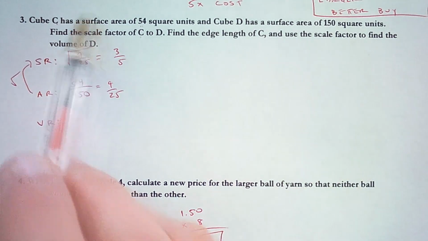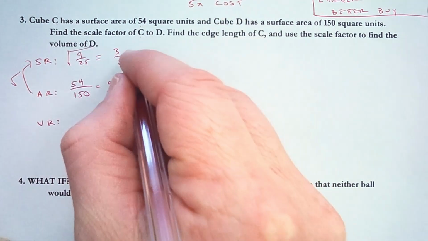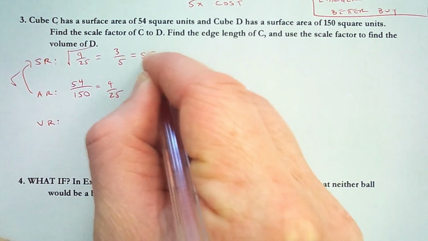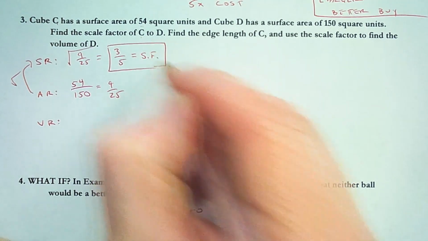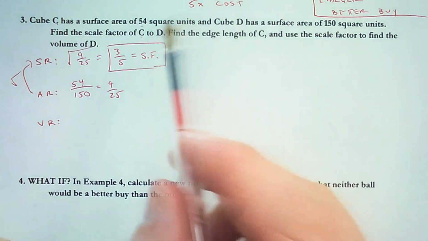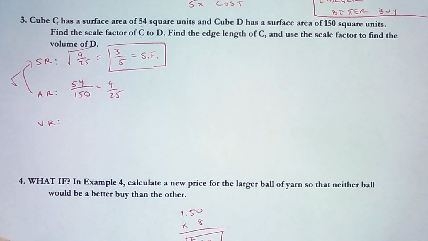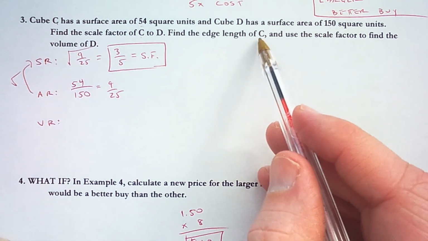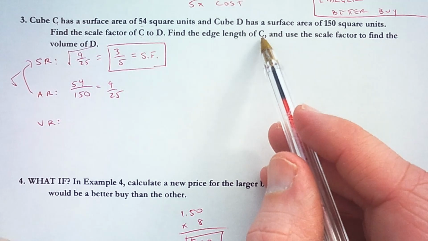So the first part we're asked to do here is find the scale factor. So the similarity ratio, that is the scale factor. So our first question here is answered. What is the scale factor? It is 3 to 5. Next, find the edge length of C.